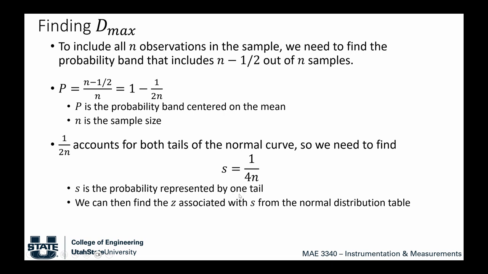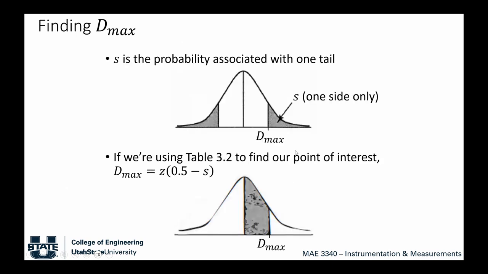And the reason we're doing just one tail is because we're going to use that same table we've been using to find our z value. And so that has only half of the data set in it. So we can use that z associated with this s from a normal distribution table. That's very handy for us. So this s equals 1 over 4n will tell us the outliers, or anything beyond the band or that limit that we set for the outliers. So if it falls within this s equals 1 over 4n, we're going to discard it. And so that's going to be one of the tails.